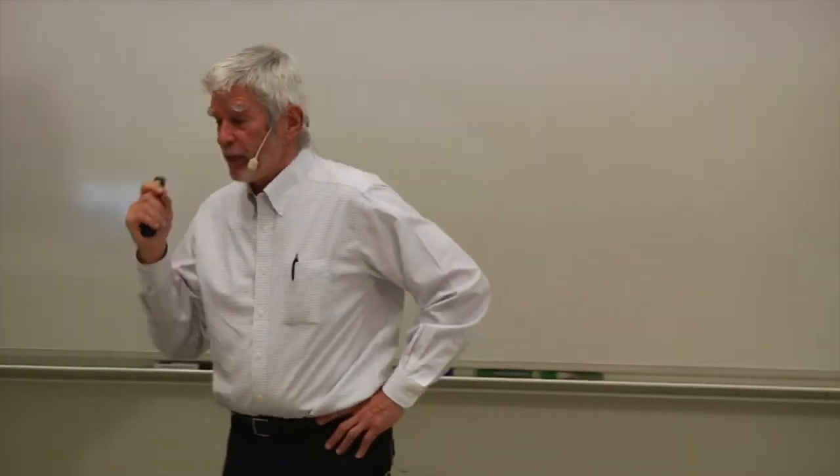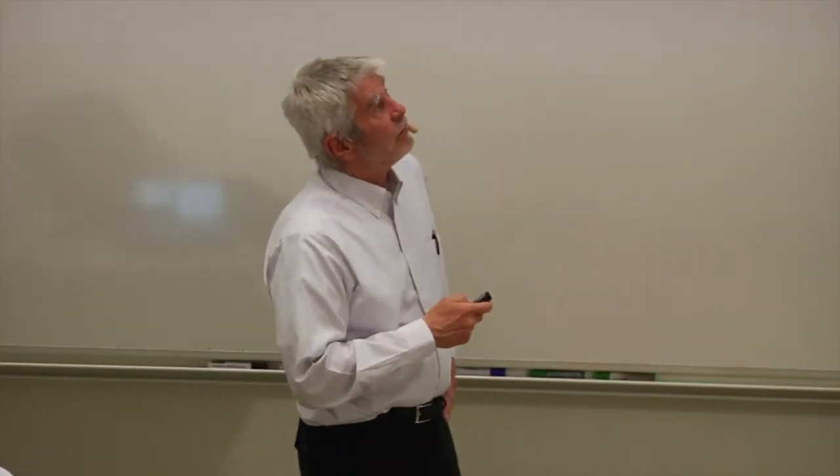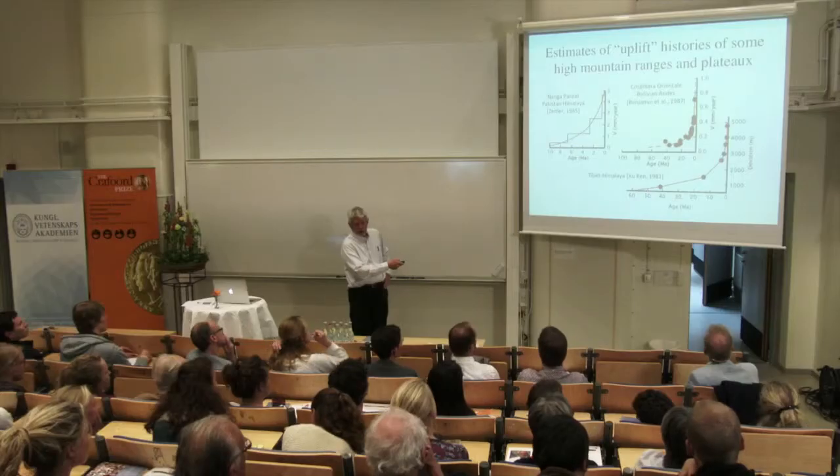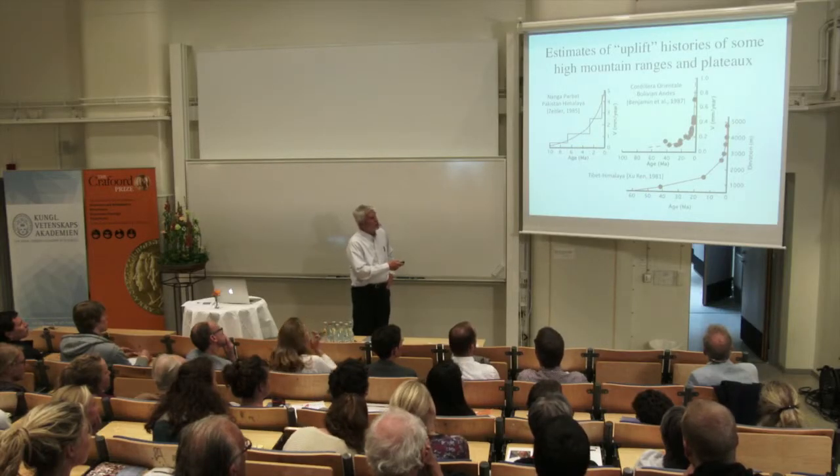But first I've got to bring you back to the mountain ranges. So if we try to be quantitative, estimates of uplift, and you'll understand the quotes in a second, uplift histories of some high mountain ranges and plateaus. Let's start with Tibet and the Himalaya. Here we have estimates of elevation, 1,000, 2,000, 3,000, 4,000, 5,000 meters, going back 10, 20, 30, 40, 50, 60 million years.